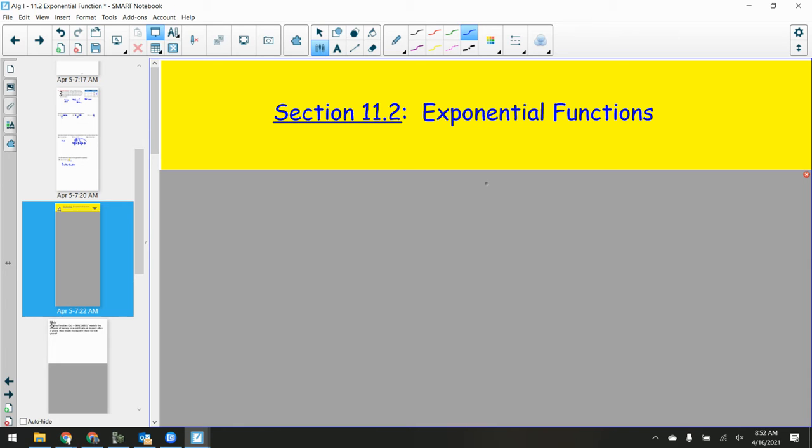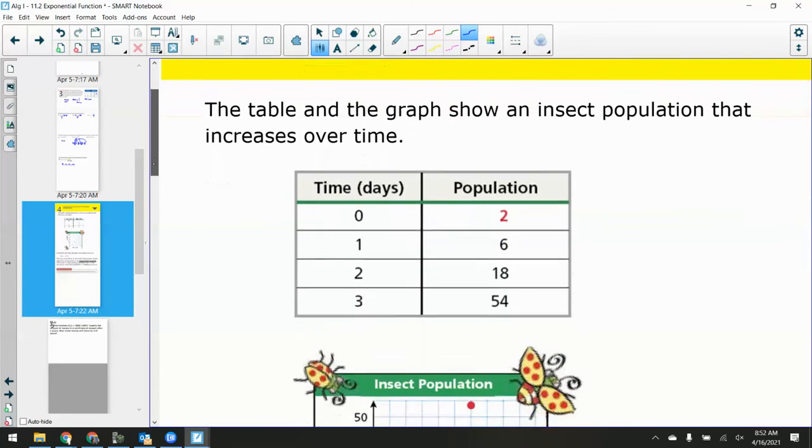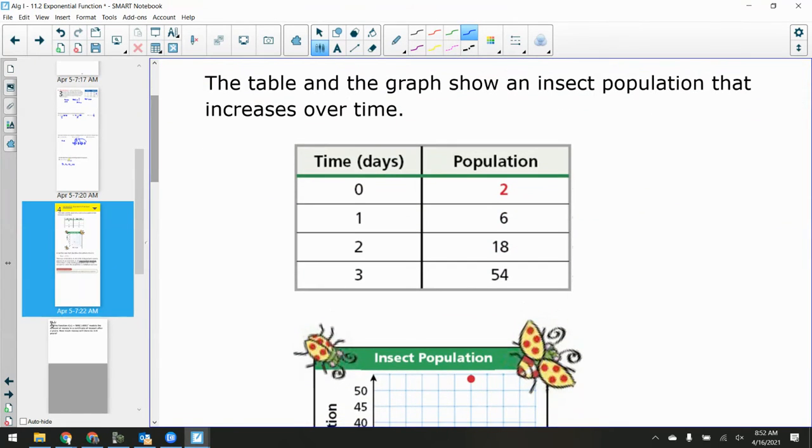Now, exponential functions and geometric sequences go hand in hand. Exponential functions and geometric sequences are really essentially the same values. Let me show you here with an example. The table and graph show an insect population that increases over time. Take a look at the time in days. You see how the time, the x values, are nice, evenly spaced x values: 0, 1, 2, 3, and so on.